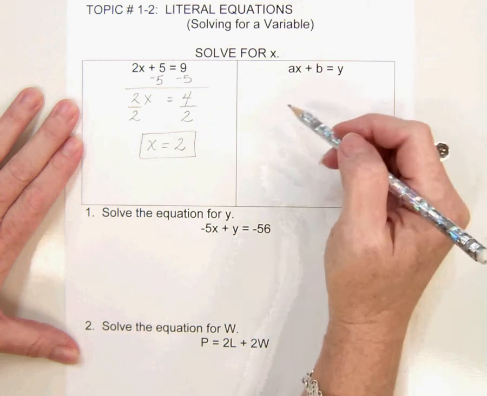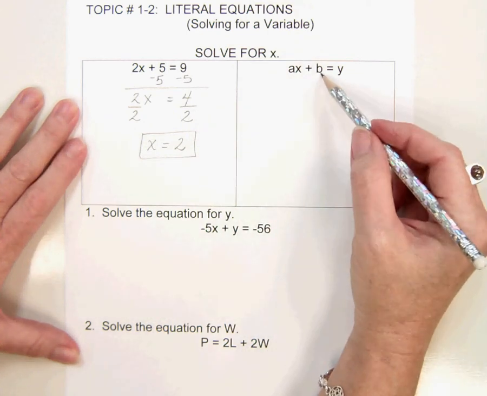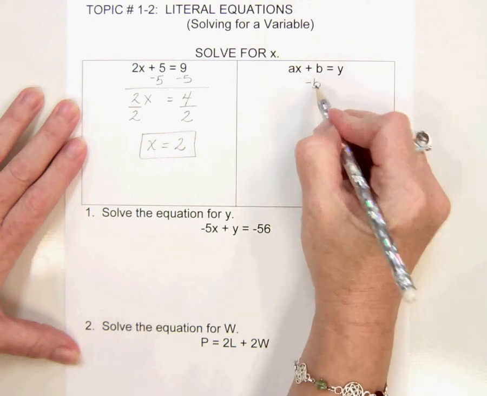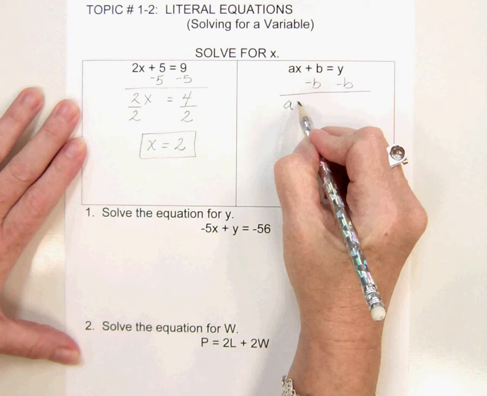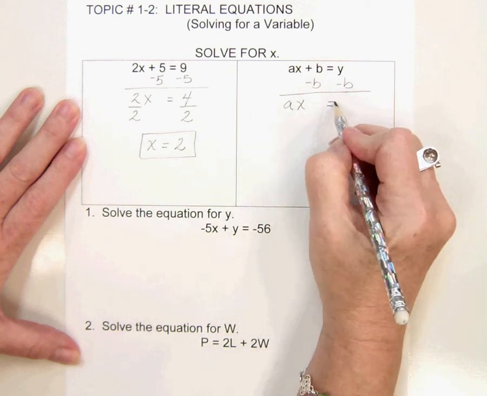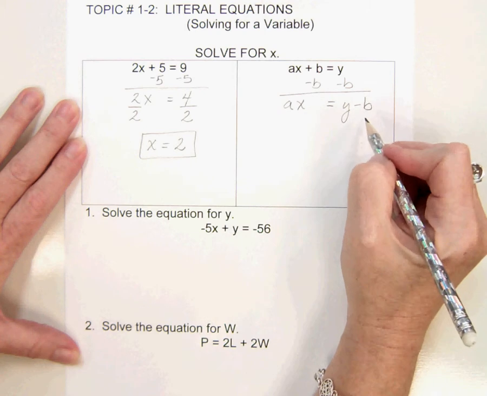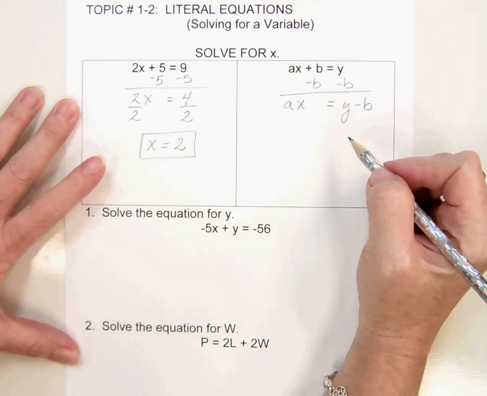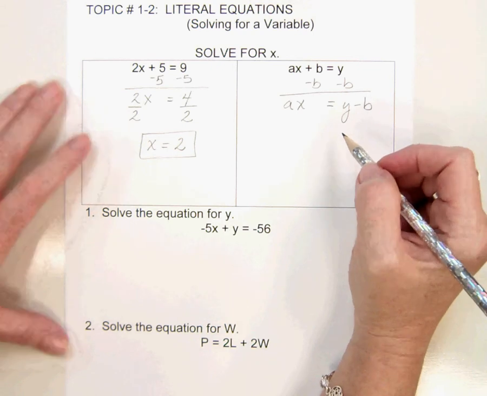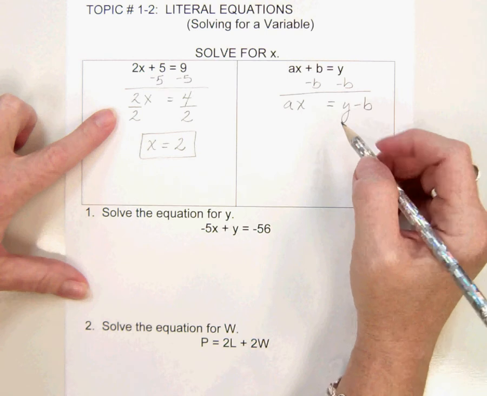Now watch on this next equation, it's very similar. See how you have a b? You need to move the b by subtracting it from both sides of the equation. That leaves you with ax is equal to y minus b. And just like over here when we subtracted our 9 minus 5, the second operation that we did was we divided both sides by 2. So that's what we need to do on this one.